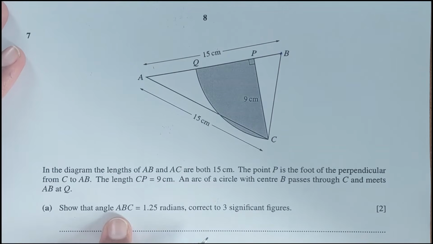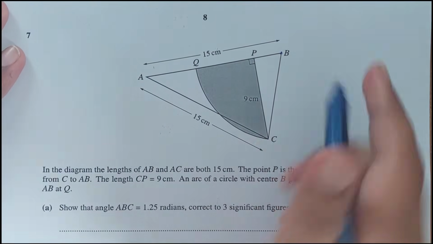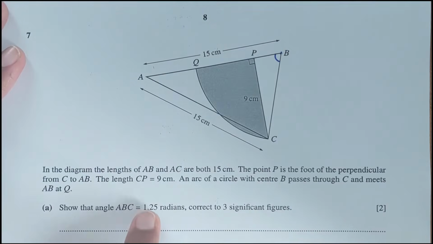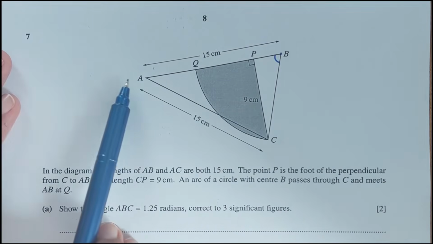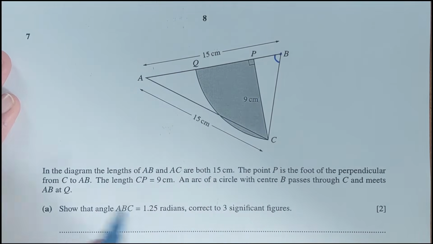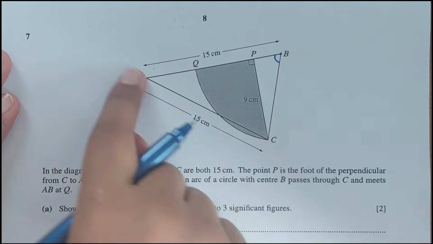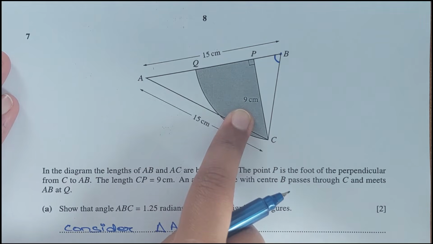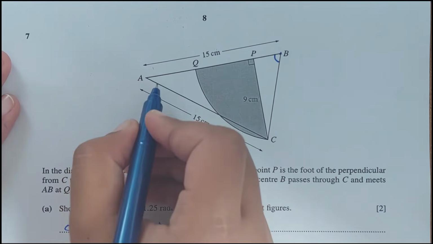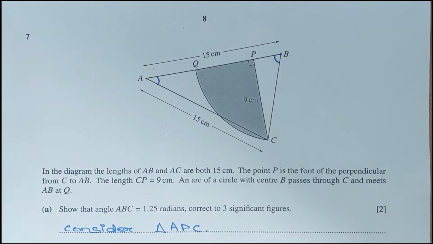Part A, show that the angle ABC, this angle we have to show, is 1.25 radians, correct to 3 significant figures. Okay, so consider the right angle triangle APC, right? Consider triangle A, P and C. This is a right angle triangle, right? We have AC, which is 15. We have CP, which is 9, right? Okay, so we need to find this. Let's solve for angle A, right?